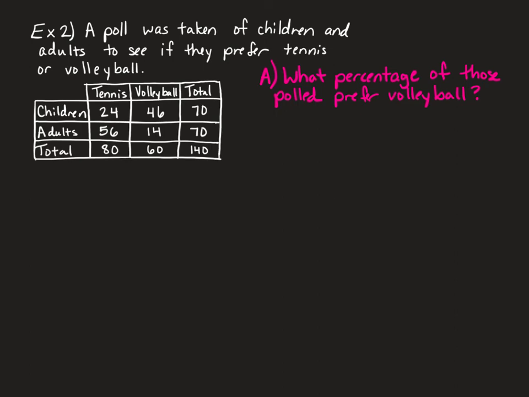Part A says, what percentage of those polled prefer volleyball? So we want to find a percent of those polled that prefer volleyball. So look at the total that were polled. The total was 140. And look at how many preferred volleyball. We go to volleyball and go all the way down to the total, and it's 60. So out of those polled, that's your total. The ones that chose volleyball, that's your numerator. So we've got 60 out of 140 as a fraction.